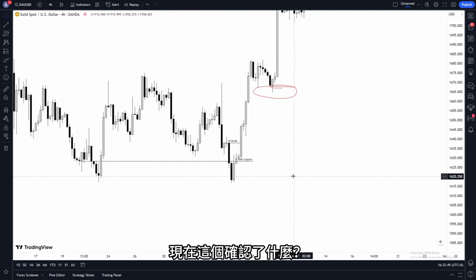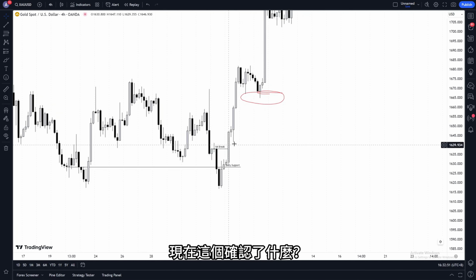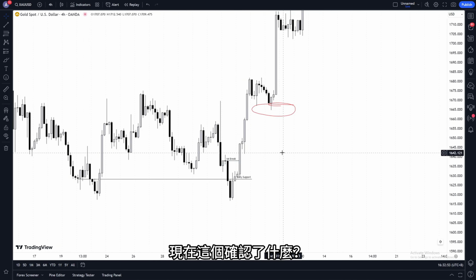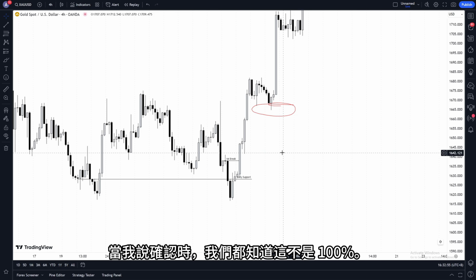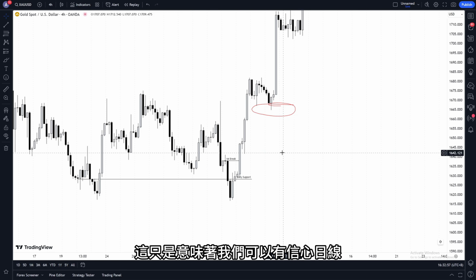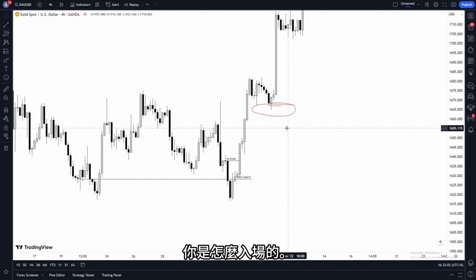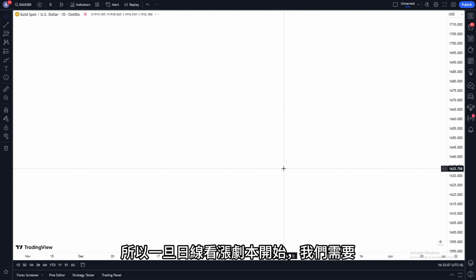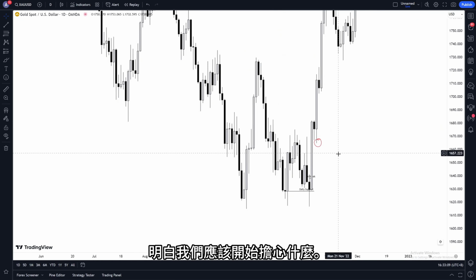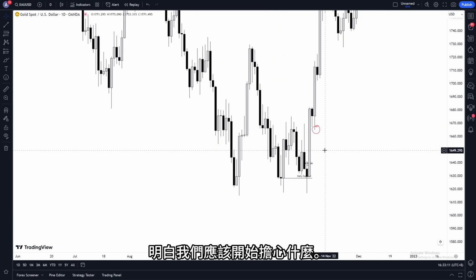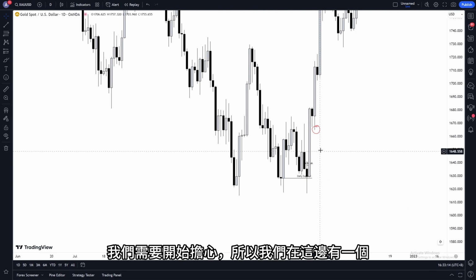Now this right here confirms what? When I say confirm, we all know it's not 100%. It just means we can be confident that the daily bullish storyline has started. Now, I know what you guys are wondering, Avi, get to how you enter this. I know, give me a second. The daily bullish storyline has started. So once the daily bullish storyline has started, we need to understand where we should start being worried about.